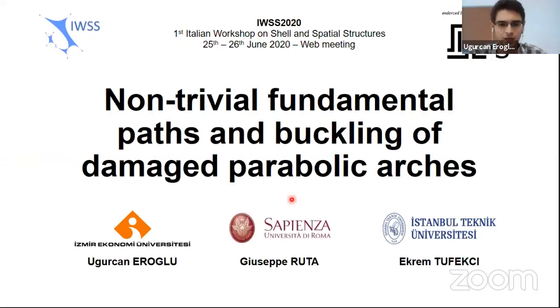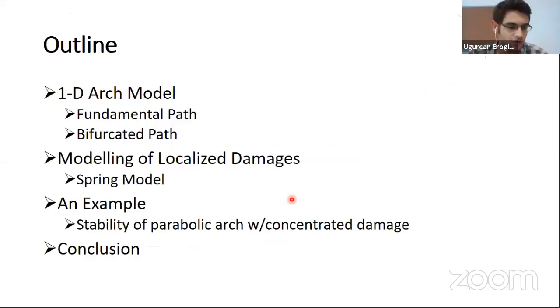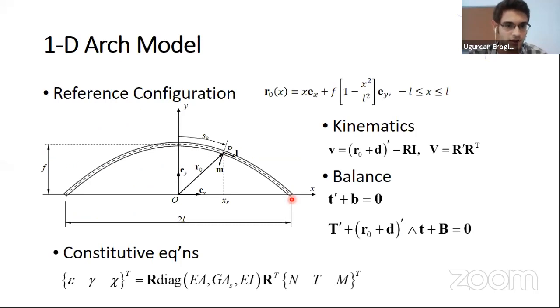We basically deal with stability of arches with concentrated damages, which may be transverse cracks for continuous beams or rods, you may say, or a failure of connection members in larger structures. I will introduce the arch model we used very briefly and how we modeled the damage, and then provide a simple numerical example.